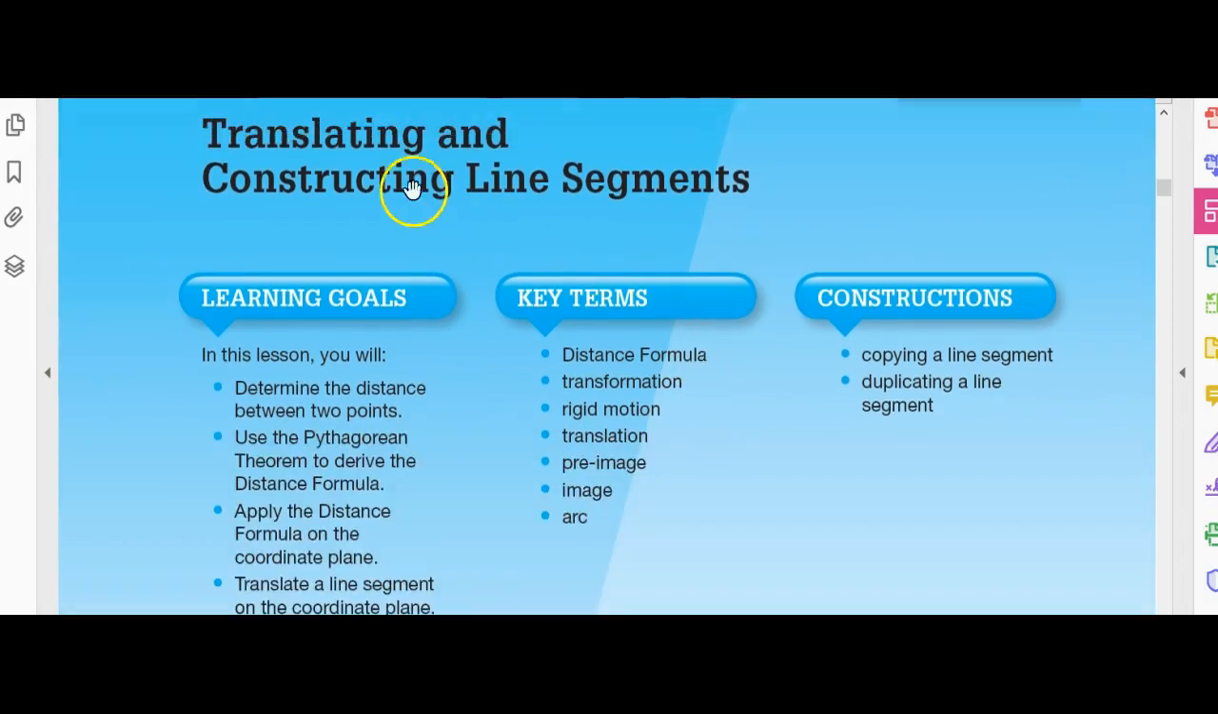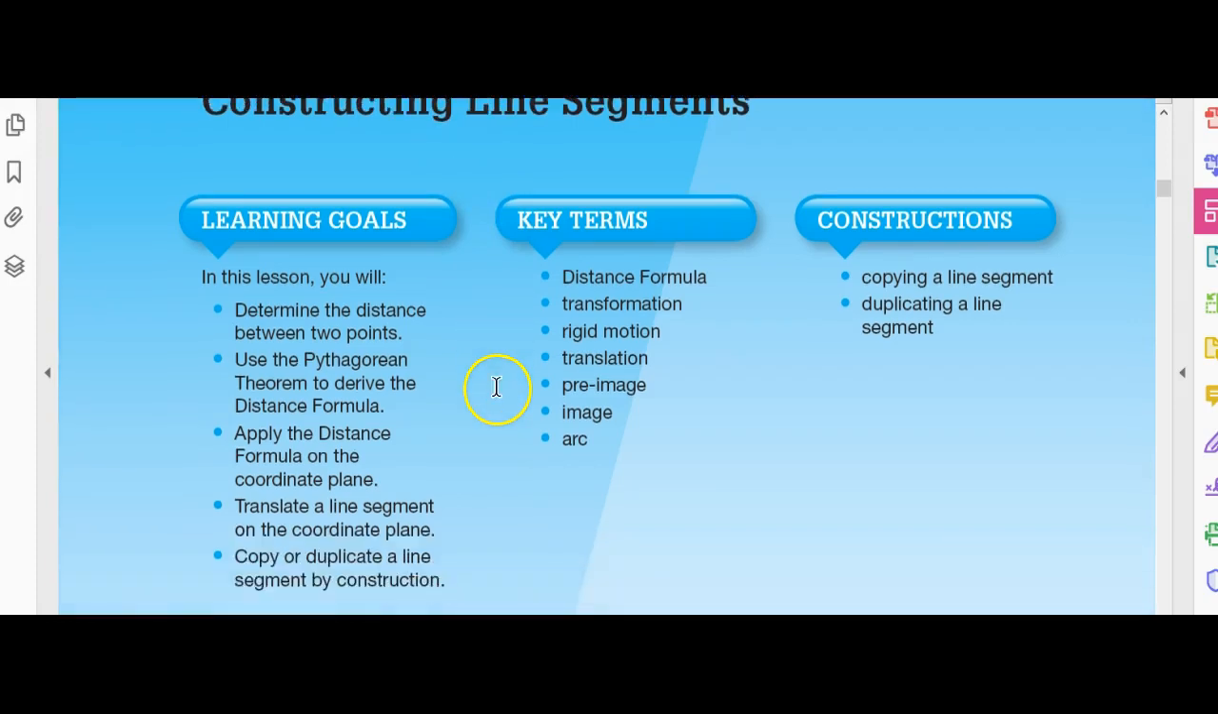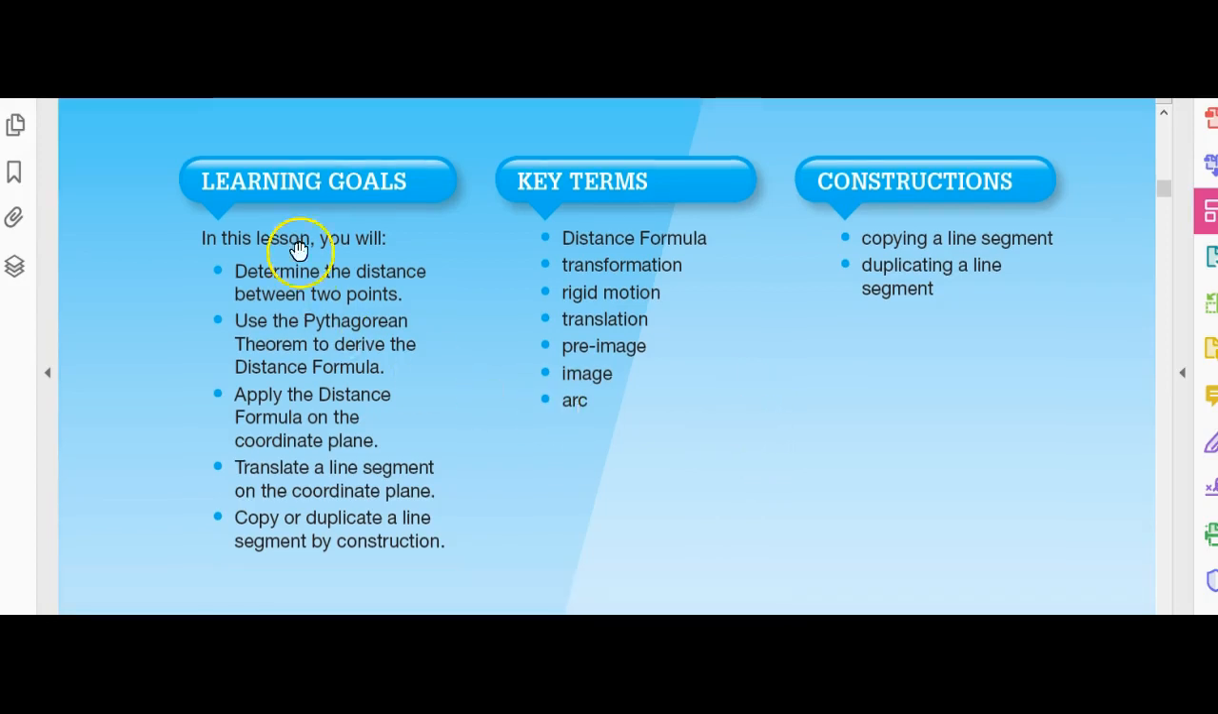Okay, now we're getting into translating and constructing line segments. So we will not have in this video all of this here because some of this I'm going to want to do with you in person. So we're going to focus on the things that are over here: learning goals, your key terms, and your constructions.